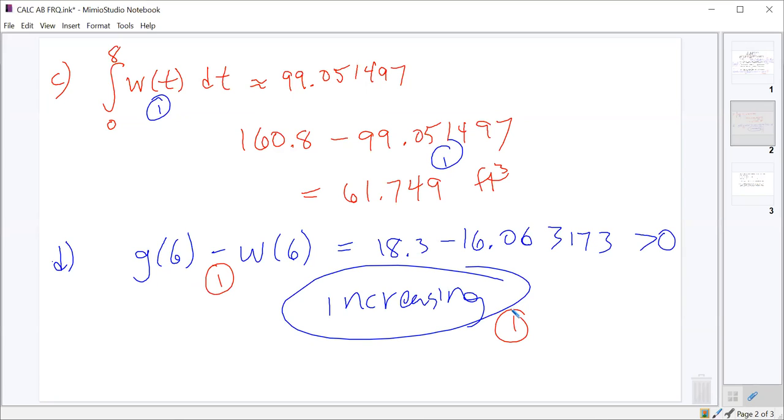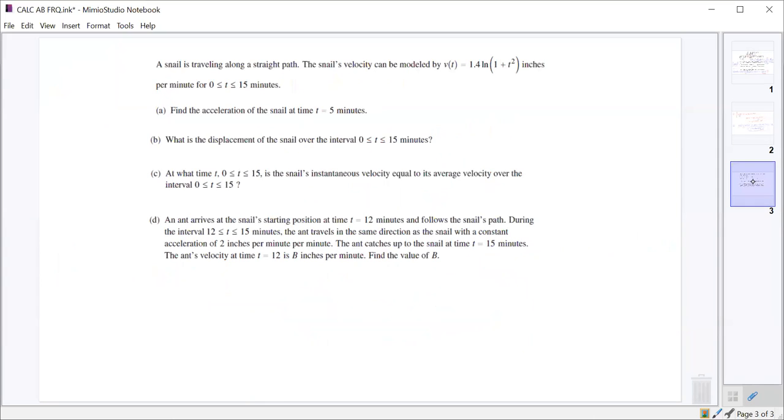Good. Any questions there on any of the grain silo problem? Everyone's good. Okay. Let's look at the snail.